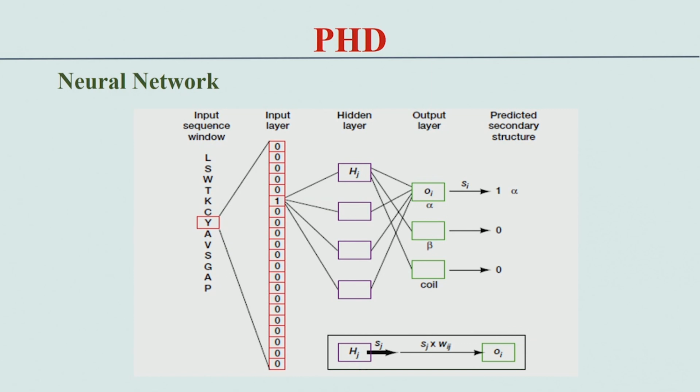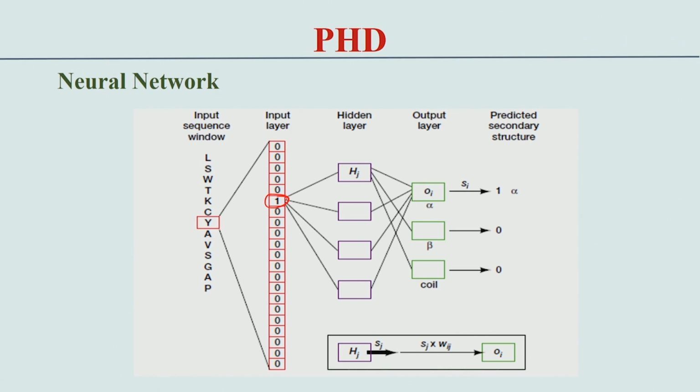So, here this is an example. Here you have the input sequence. This is the central residue, this is Y. In the input layer they have 21 values: 20 values for the 20 different amino acids, and one for the padding sequence, to let them align the next one, or they can also use it for insertions and deletions. So, Y is here, so they put 1 here, and all the others are 0.